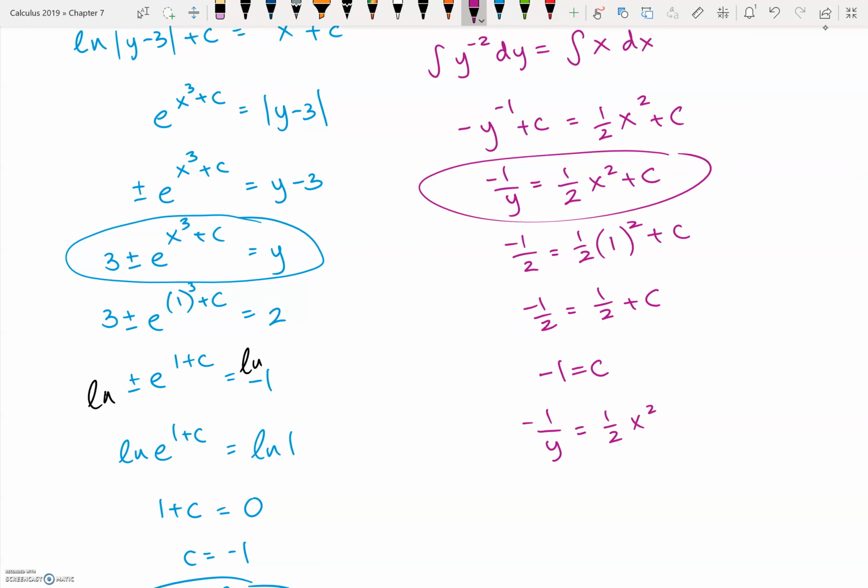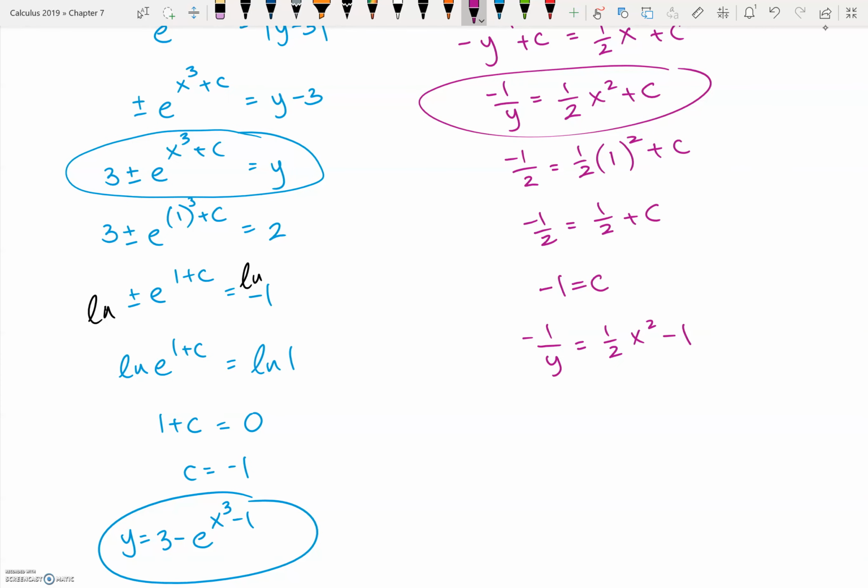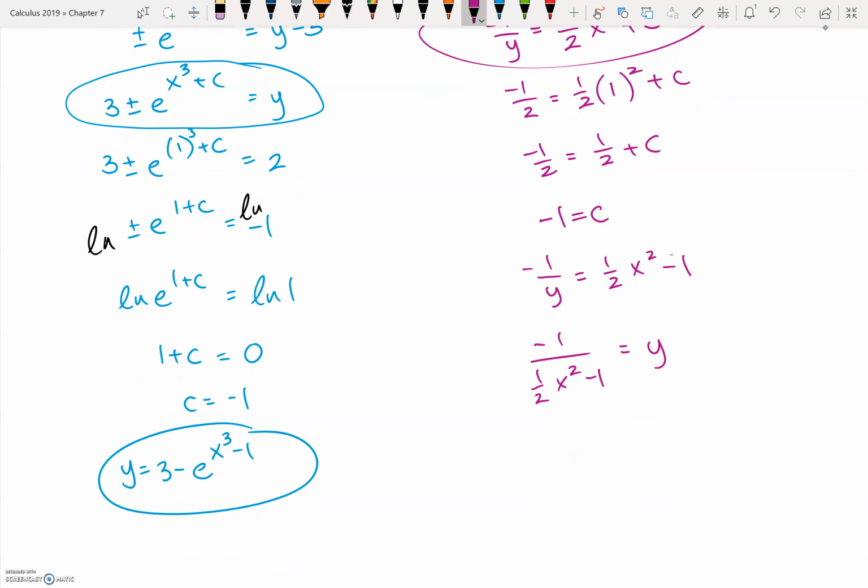And now we need to solve for y. So I'm going to multiply my y into their side. I'm going to divide by this, so negative 1 over. And then I don't like having a fraction over a fraction here, so I'm going to multiply everything by 2 over 2. So 2 times negative 1 is negative 2. And then 2 times 1/2 is 1, so we get x squared. And then 2 times negative 1 is negative 2. And so there we go.